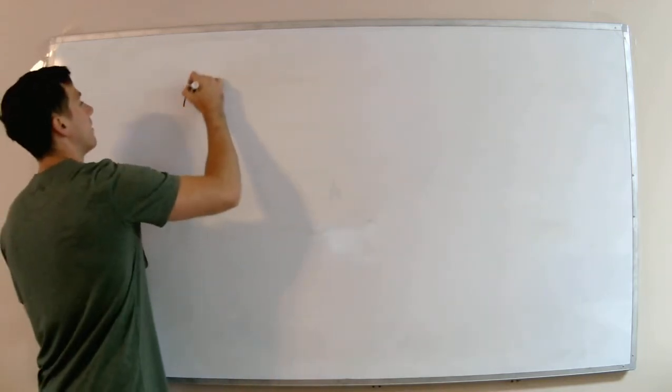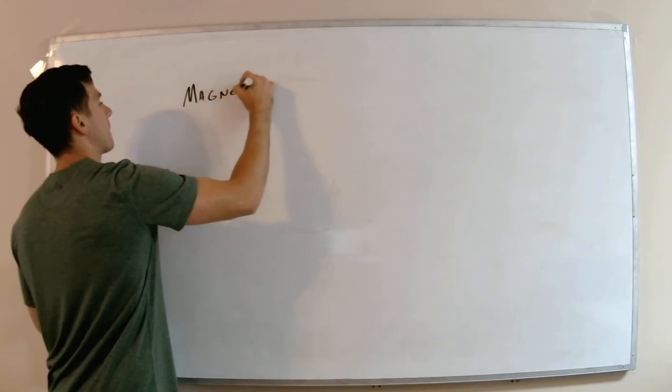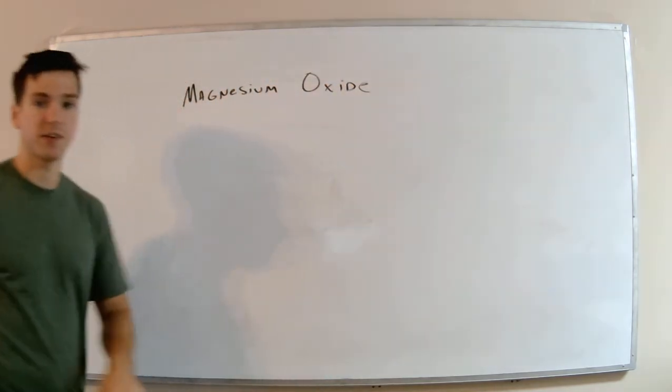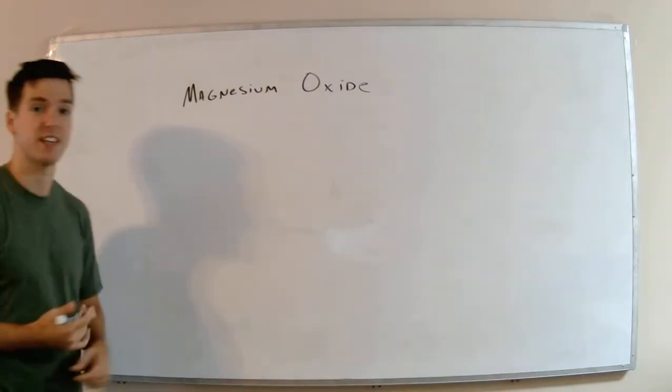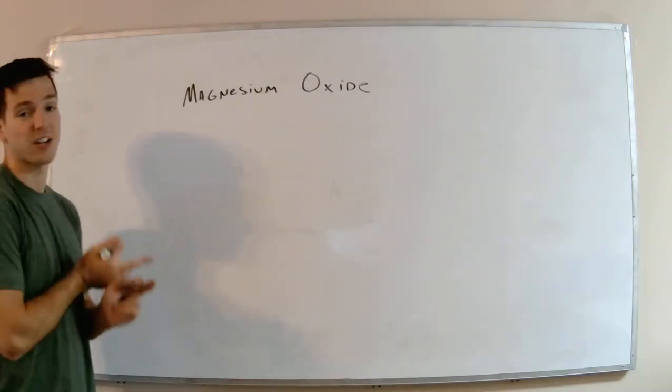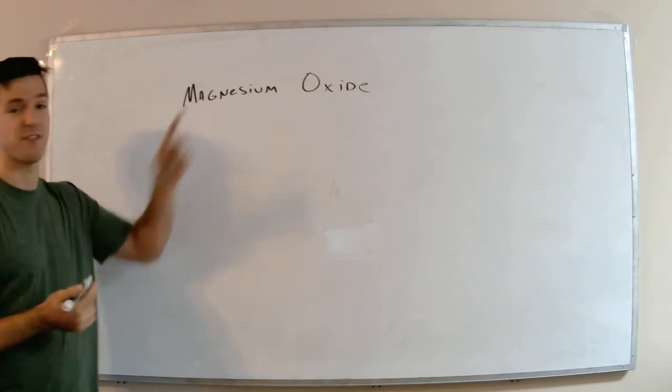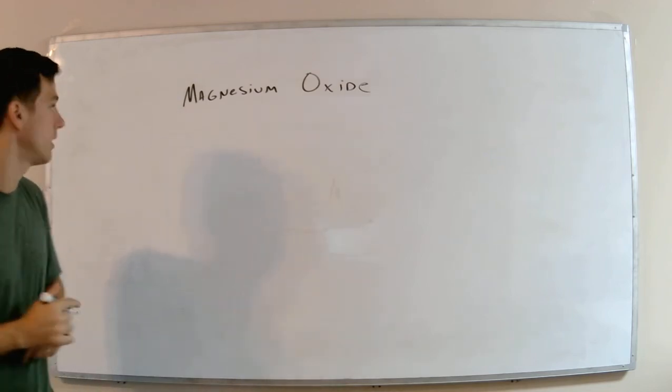Let's go with magnesium oxide. Okay? I'm looking at this guy. It's not an acid. It's not covalent. It's ionic, and it's not a transition metal. Okay, so these guys have fixed charges on the periodic table.